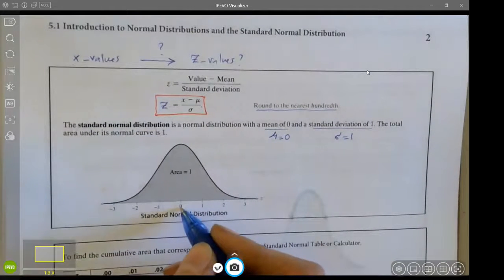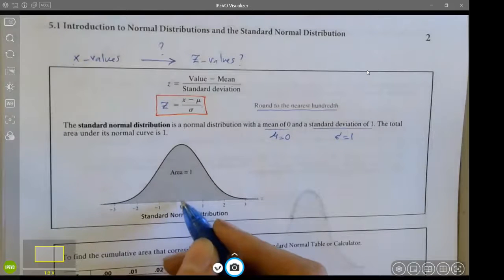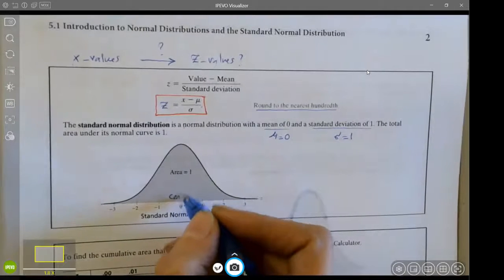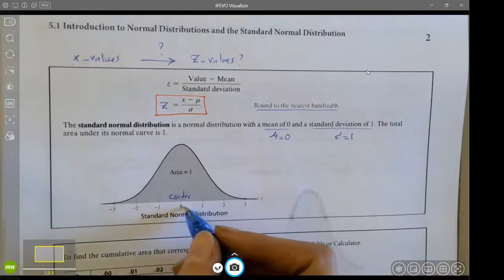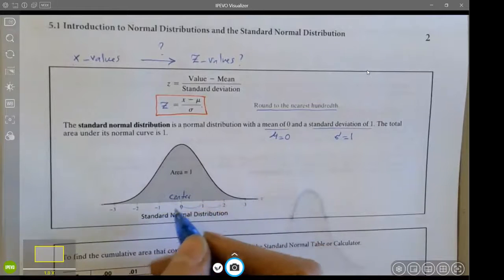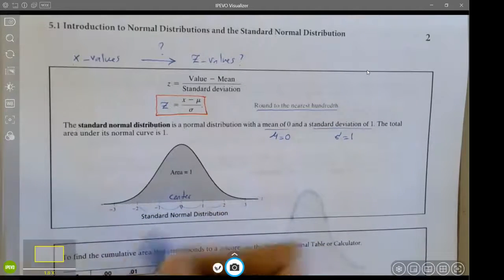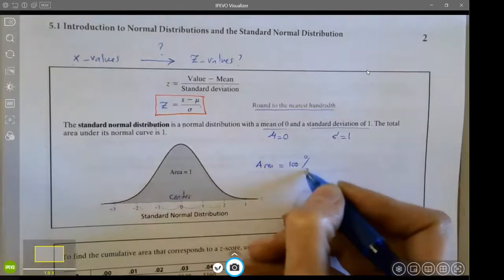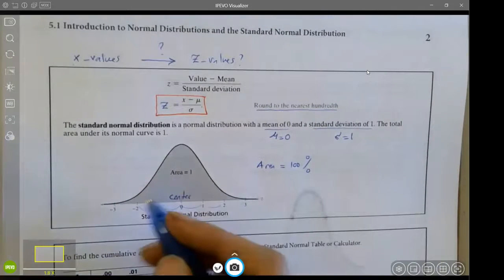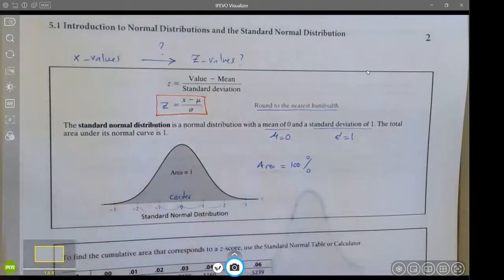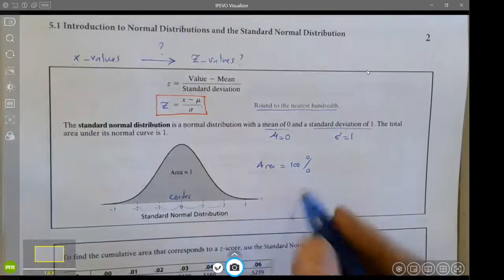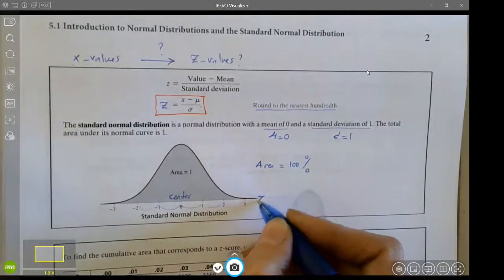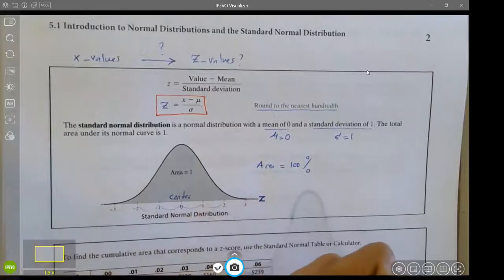The mean is 0, so the center is 0, with standard deviation equal to 1. Again, the area is 100%. We have a bell-shaped symmetric graph, but the name of it is standard normal distribution. On the horizontal axis, instead of having X value, we have Z value.